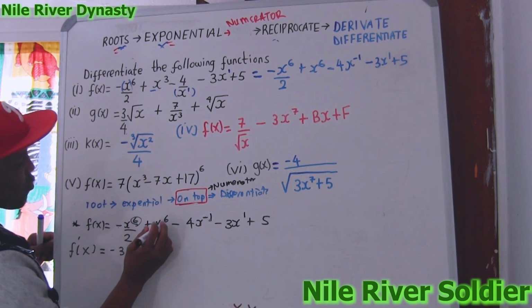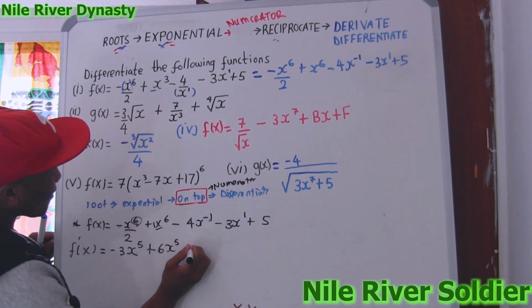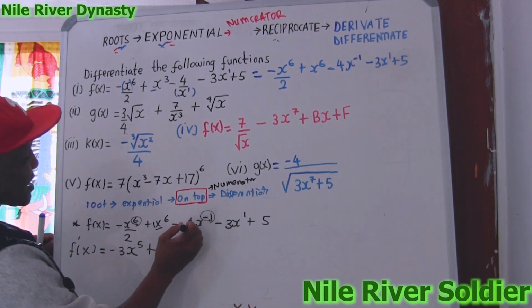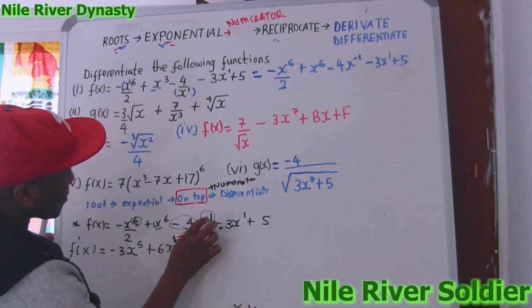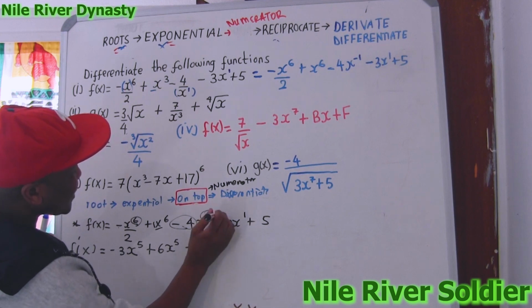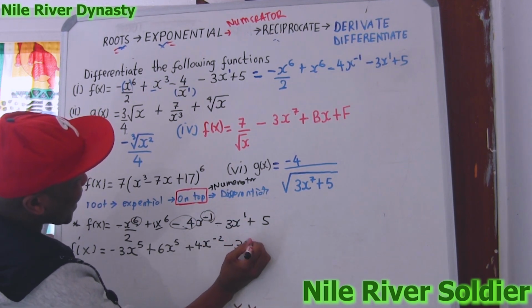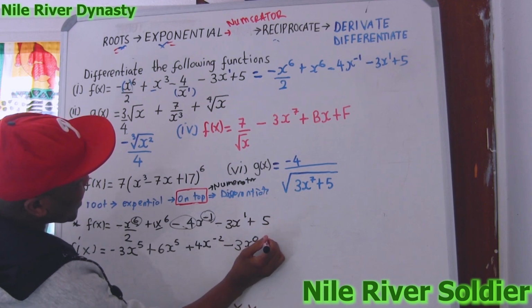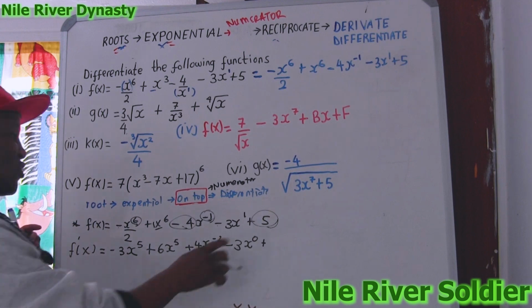6, there's no number means there's a 1. 6 times 1 equal to 6, drop your x, 6 minus 1 equal to 5. Now we come here. Negative 1 times negative 4 equal to positive 4. Drop your number. Negative 1 minus 1 equal to negative 2. Take whatever is here, minus 1. Now, 1 times 3 is 3, and then we got x, 1 minus 1 equal to 0, plus this has no x. So it has no x, means it's 0 when you differentiate.